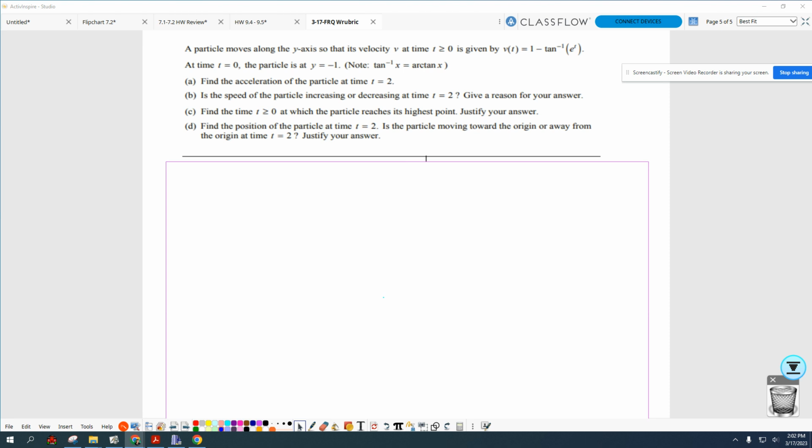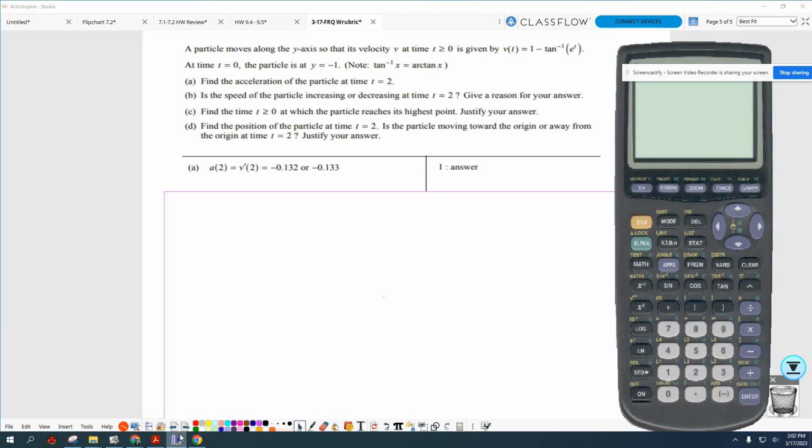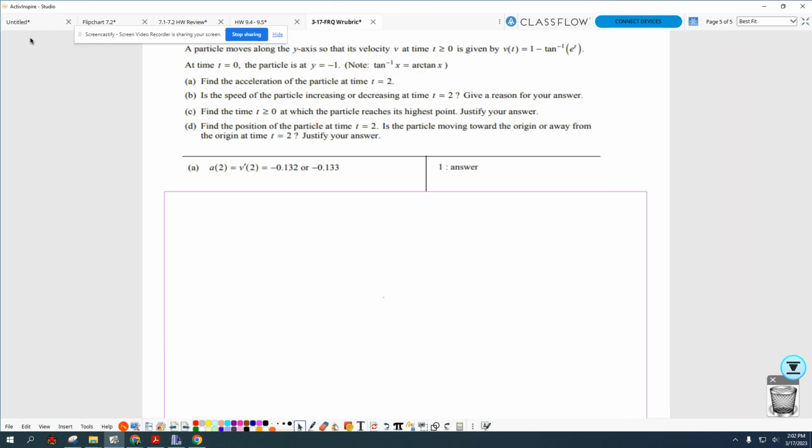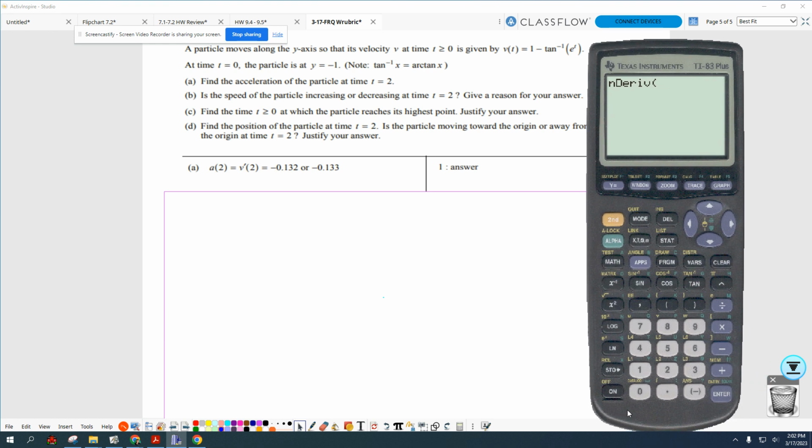We just need to find that. So, typing that in on the calculator, how do I do that? You go to math, then number 8, and then you put in the function 1 minus inverse tangent of e to the x.